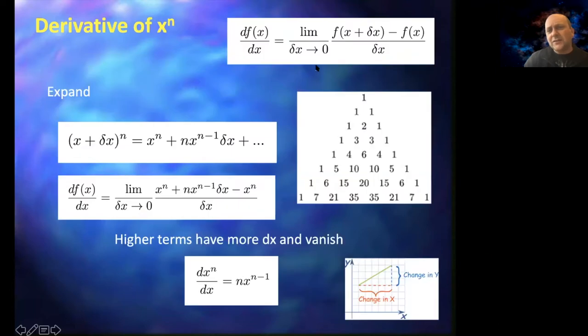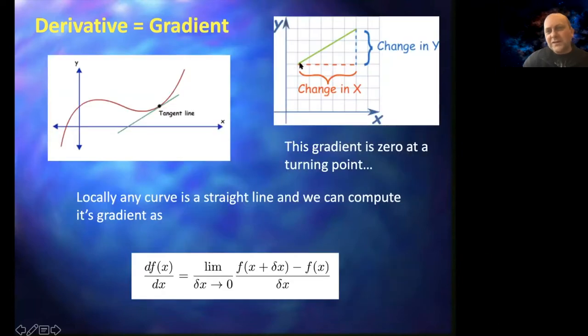So if this is the point x, then I go on delta x. So this is the value of the field at x plus delta x, and I take away from it the value of the function here, f of x. And that's the change in the height. And then I divide by the distance, delta x, that I've gone from x to calculate this change. So this is how we calculate this slope generally.